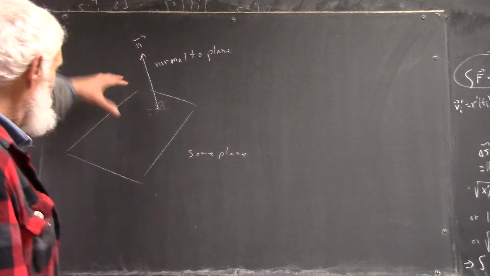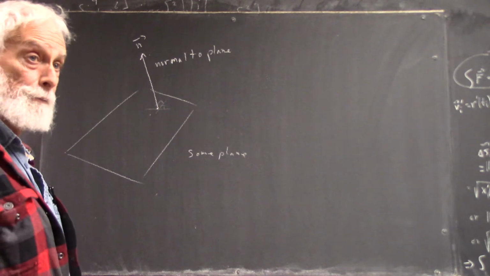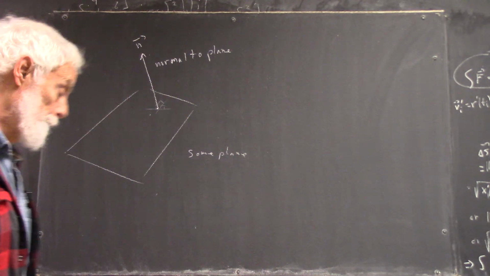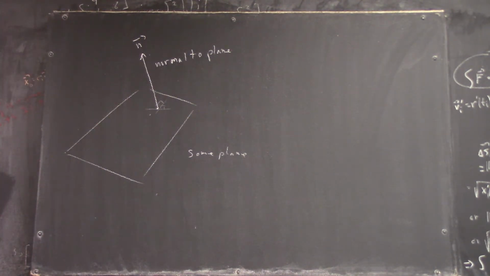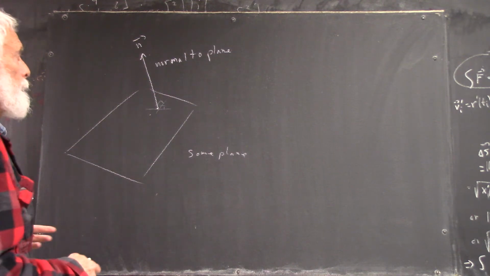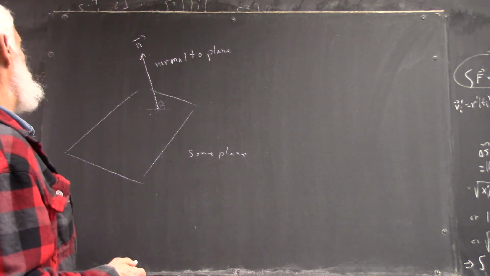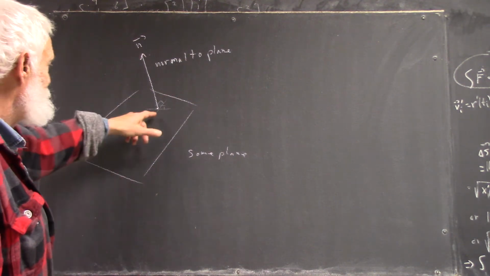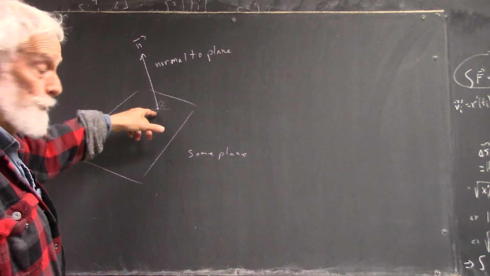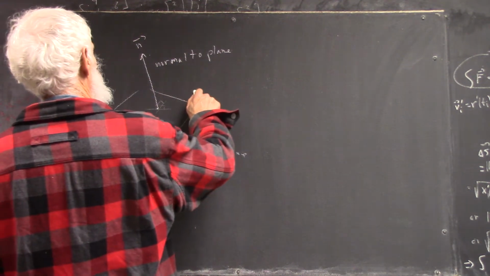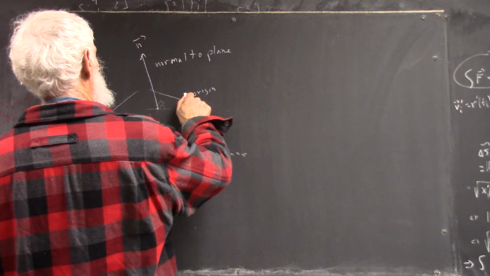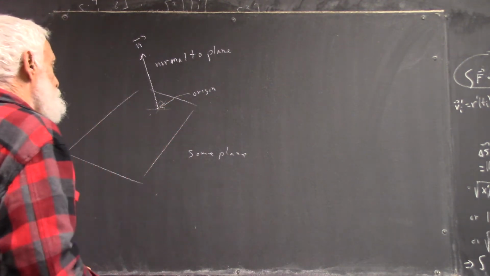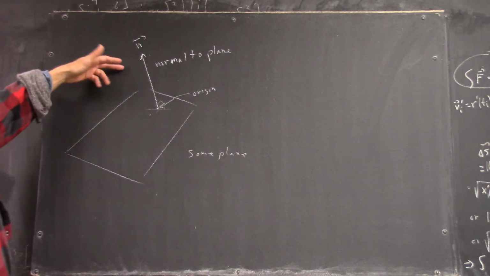So this just represents some plane in three-dimensional space and a vector normal to the plane. Now, if we've got a vector that's not in the plane, and we're going to say that this is the origin, okay? And that kind of confuses a lot of things, but you understand what I'm showing you.